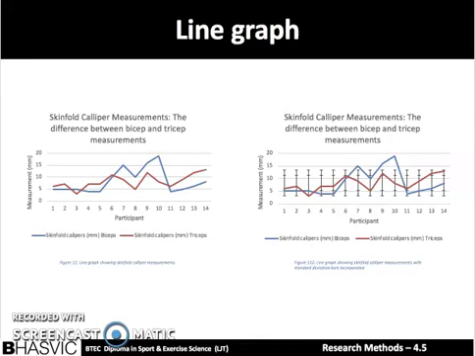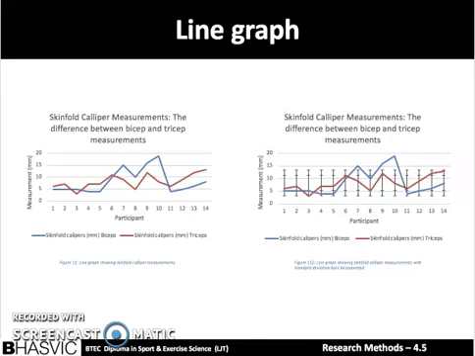This is to establish the difference between those two measurements. You're comparing the red line to the blue line. And you can see the blue line represents the bicep measurement and the red line represents the tricep measurement.